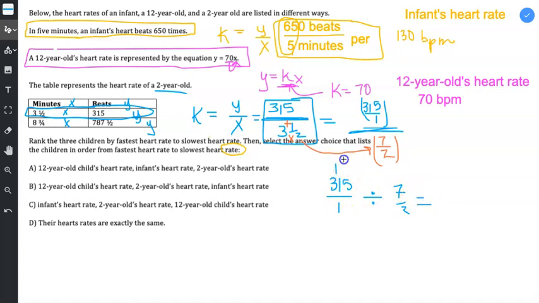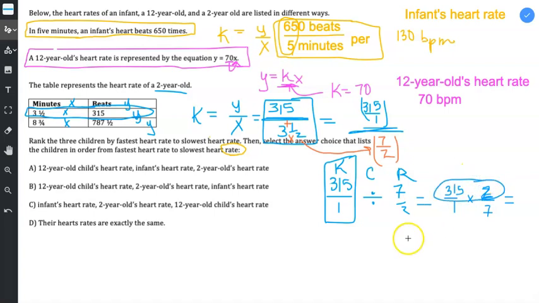Then we apply the keep, change, reciprocal method, or you could say the keep, change, flip method. And we keep this. The first fraction is locked in. You keep it 315 over 1. However, you make changes to this part. You change the division to multiplication, and you write the reciprocal of 7/2. The reciprocal of 7/2 is 2/7. That's supposed to be a 2. And then you just multiply across.